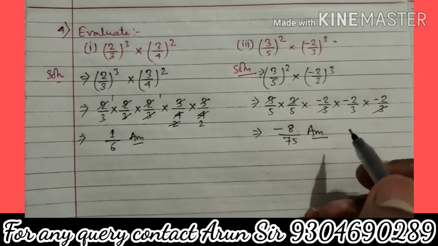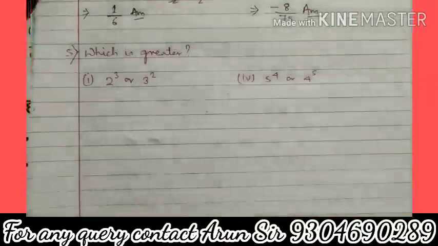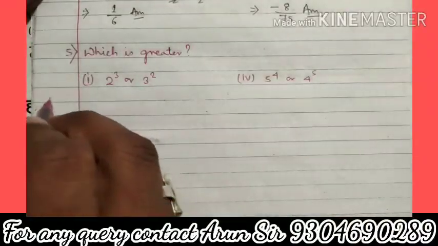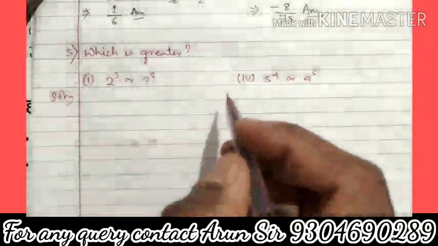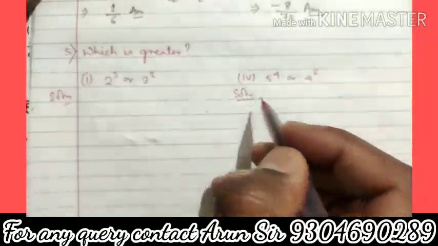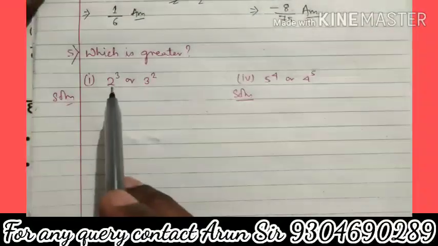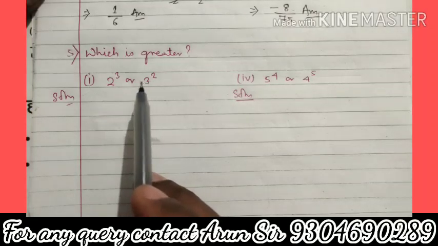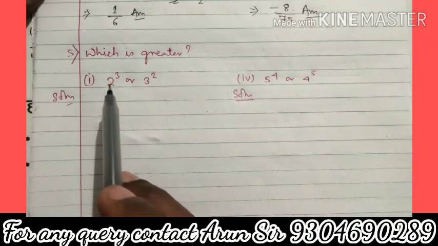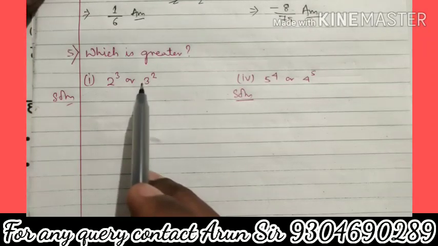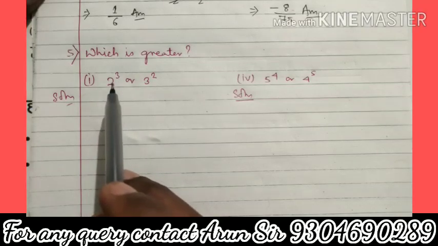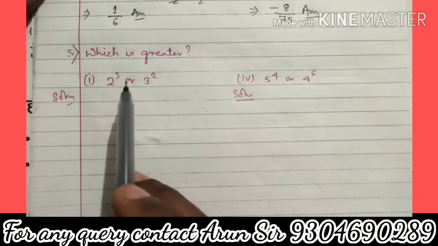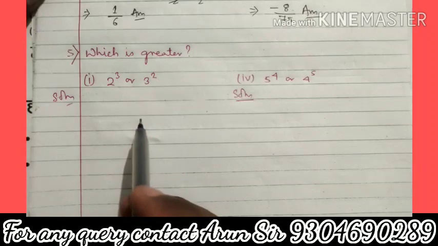Next we will see question number 5. Our next question, question number 5 is asking which is greater. Two terms are given. From those two terms, question is asking whose value will be greater. First question says 2 to the power 3 is greater or 3 to the power 2 is greater.